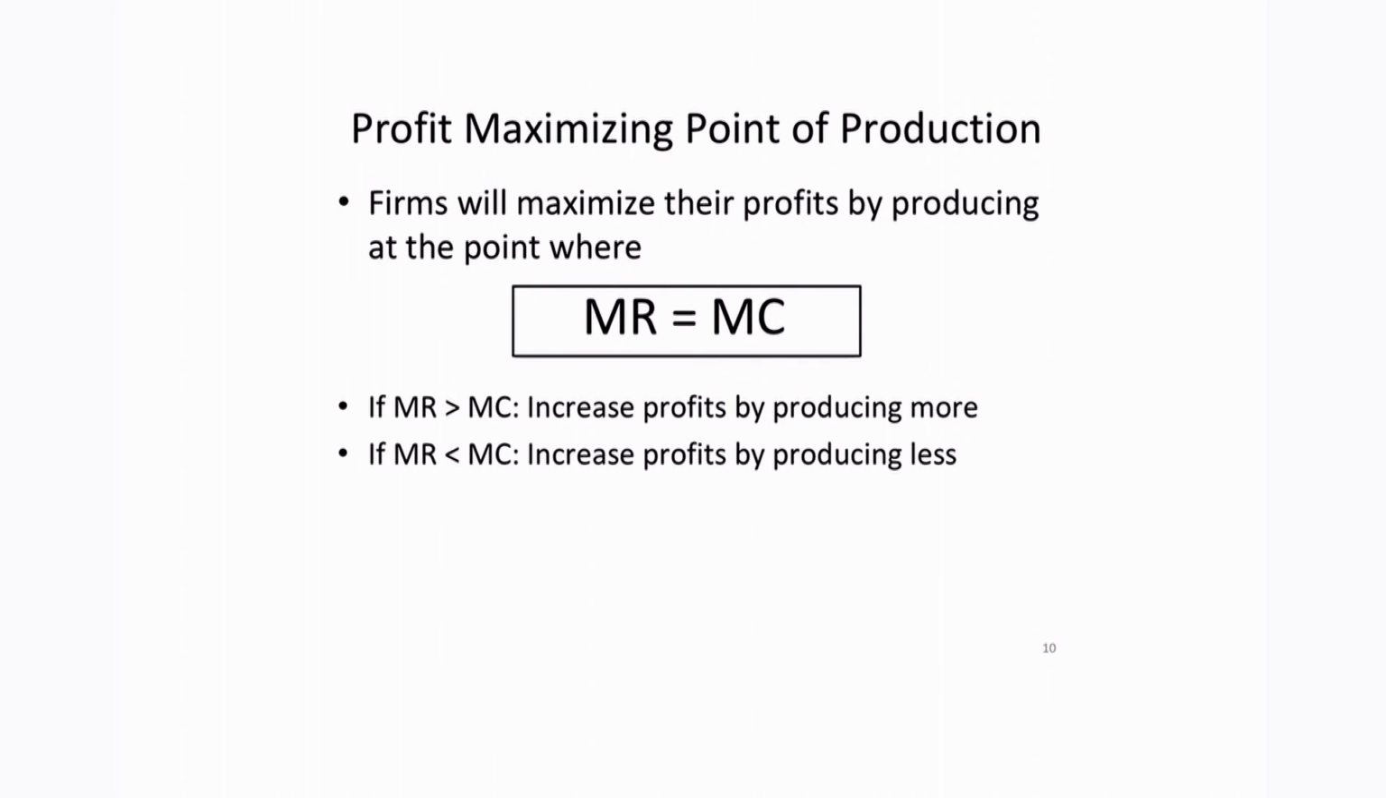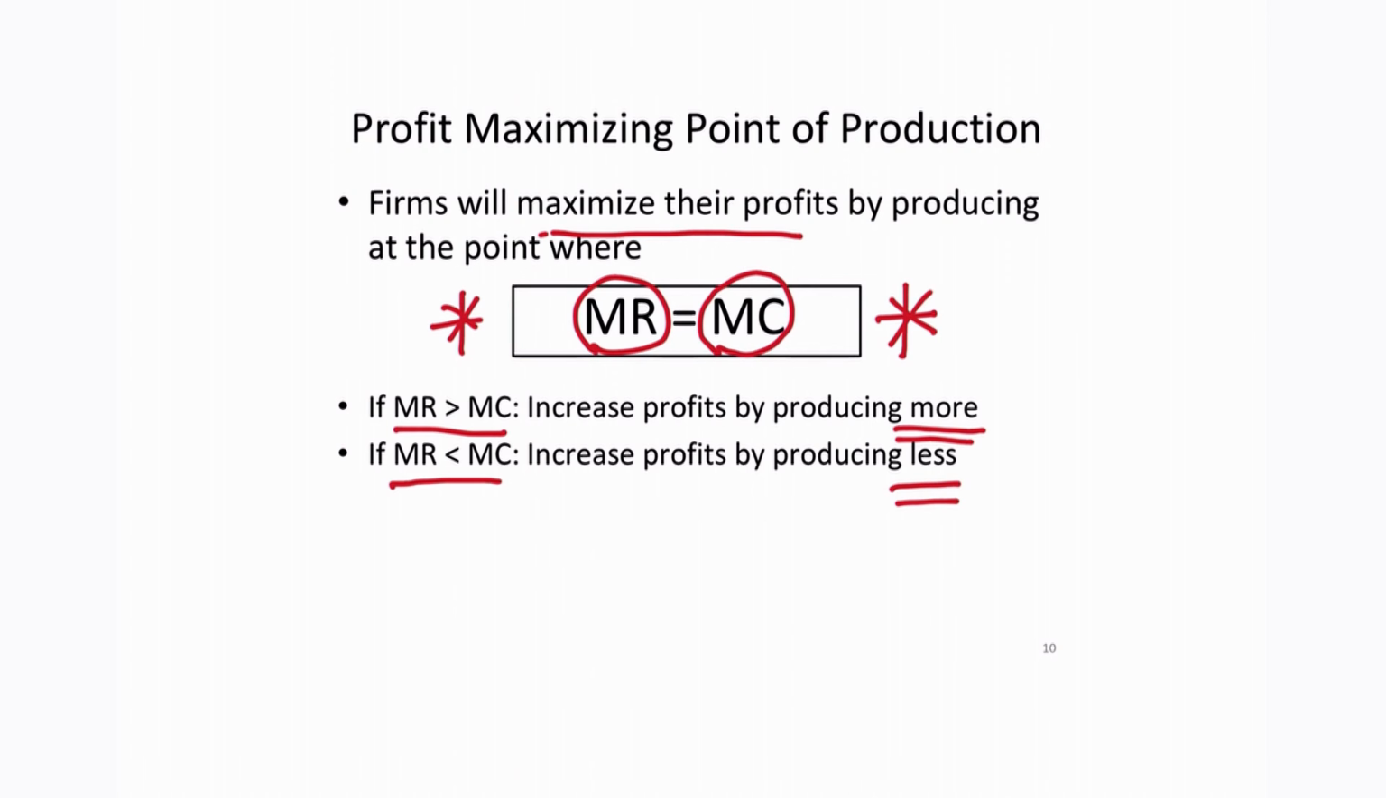Okay. So when we look at the profit maximizing point of production, for all firms that are trying to maximize their profits, the best point of production will be where marginal revenue is equal to marginal cost. This tells us that the additional revenue that a firm generates from producing one more unit is exactly equal to the additional cost of producing one more unit. If marginal revenue is greater than marginal cost, the best thing to do is for the firm to produce more. On the other hand, if marginal revenue is below marginal cost, the best thing for the firm to do is to produce less.